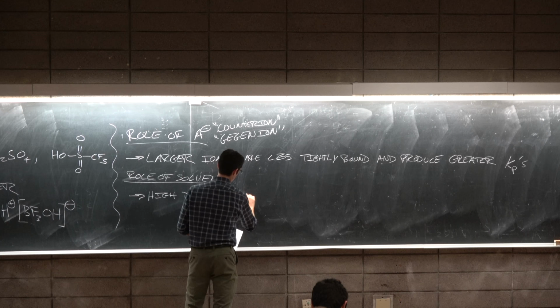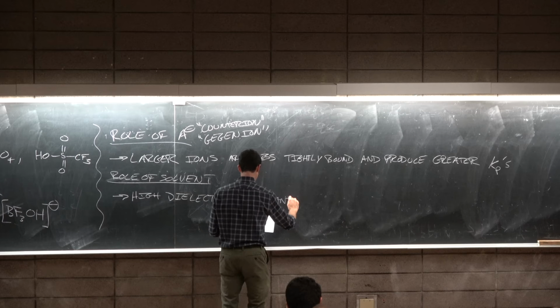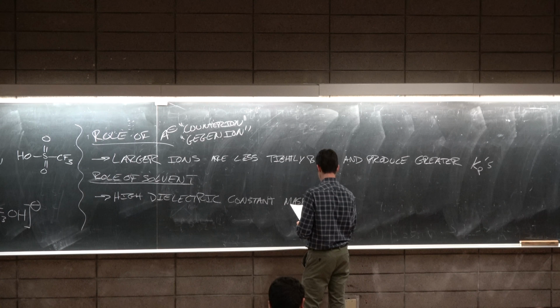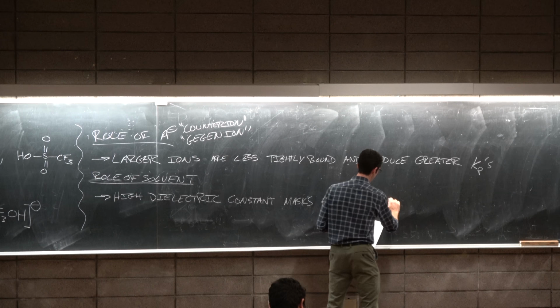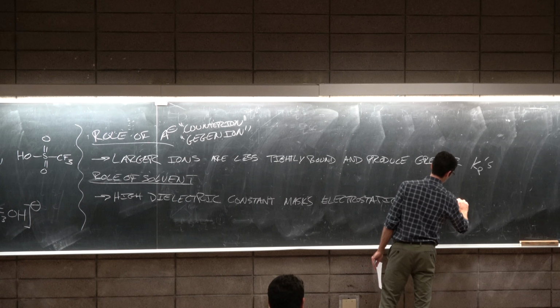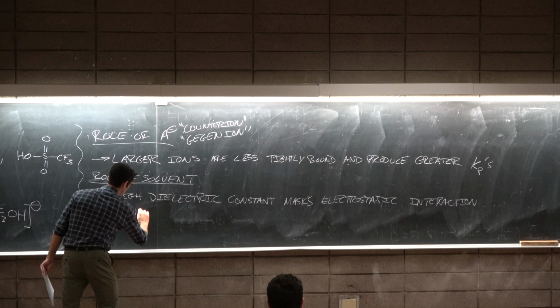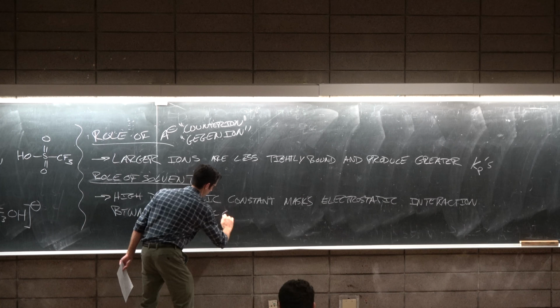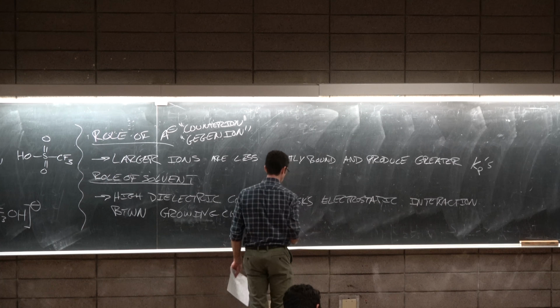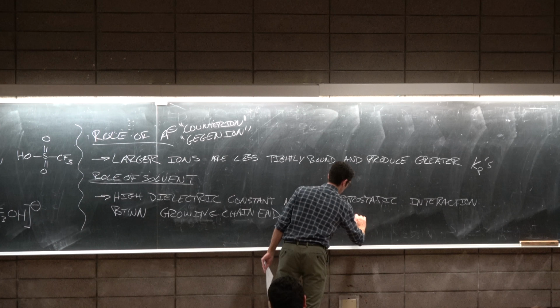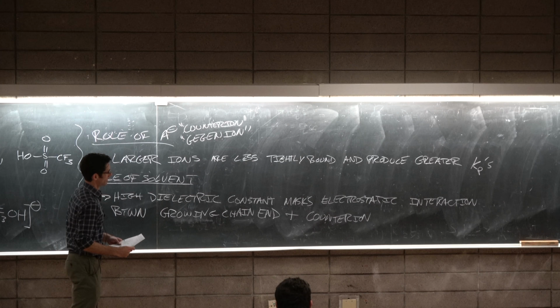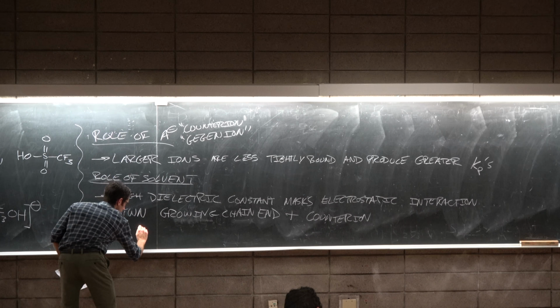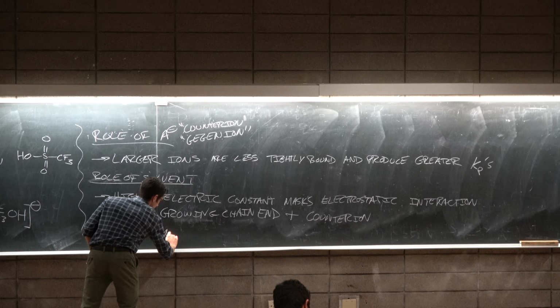So high dielectric constant masks the electrostatic interaction between the growing chain end and the counter ion. So it allows, so therefore, monomers add faster.